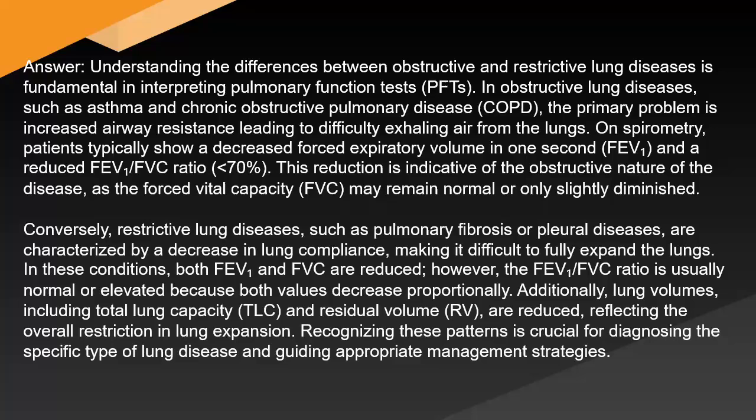On spirometry, patients typically show a decreased forced expiratory volume in 1 second (FEV1) and a reduced FEV1/FVC ratio of less than 70%. This reduction is indicative of the obstructive nature of the disease, as the forced vital capacity (FVC) may remain normal or only slightly diminished.